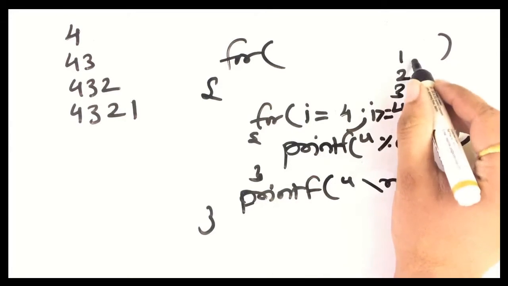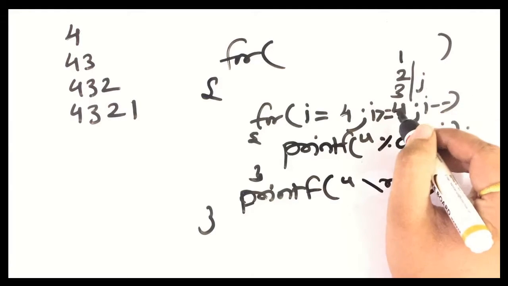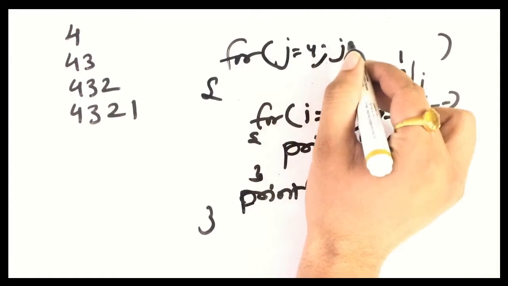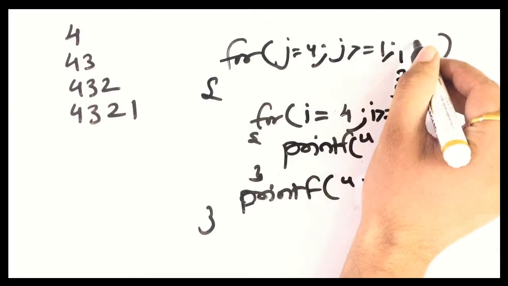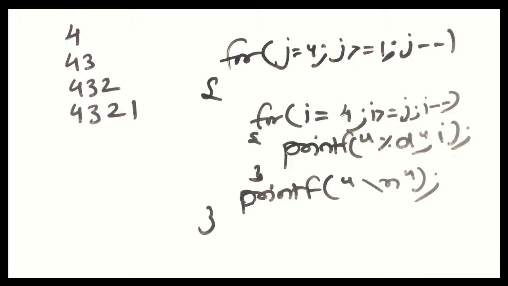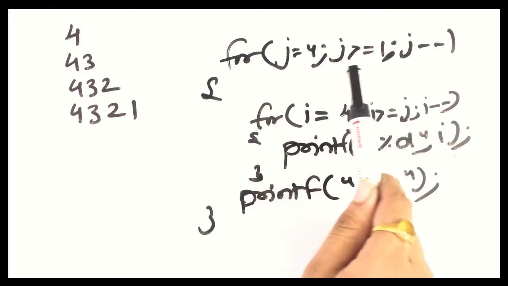In this place, we will write j. First value is 4, last value is 1. So j equals 4, j greater than or equal to 1, j minus minus. So the final code will be j equals 4, j greater than or equal to 1, j minus minus.